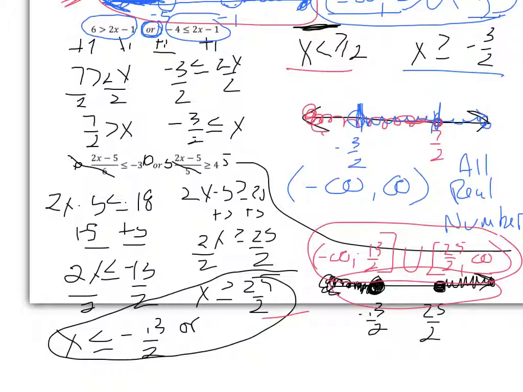So hopefully that made sense. This AND OR stuff is going to really be important for what we talk about next, absolute value equations and inequalities. So make sure you really kind of understand this before we move on.